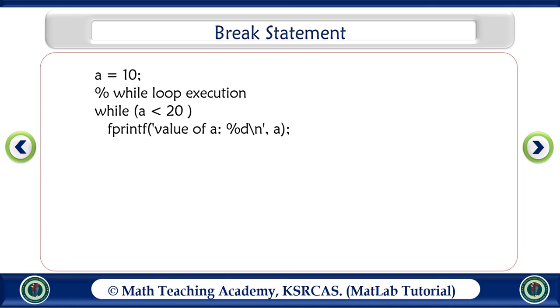The next command is fprintf value of a colon %d slash n comma a. So this command prints the value of a. Now the present value of a is 10, so 10 is printed on the screen. In the next command, what you have is a equals a plus 2. The present value of a is 10, so 10 is added to 2, so 10 plus 2 becomes 12, so 12 is assigned to a. So now the value of a is 12.